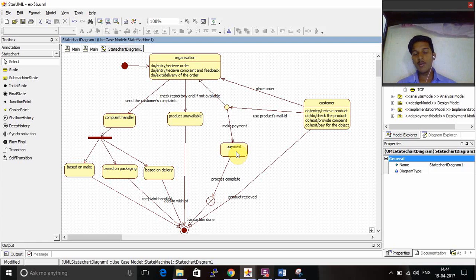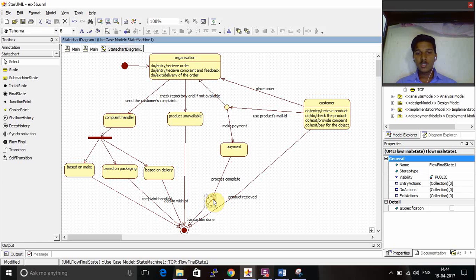Inside the payment, there will be different modes present, and the process will be completed here. So for that, I have given this final flow chart diagram. When the transaction is done, it will be stopped. And when the customer receives the product, the product will be received, and it will be directly connected to the stop. And if the representative finds it is not available to the customer, then it will be sent to product unavailable.